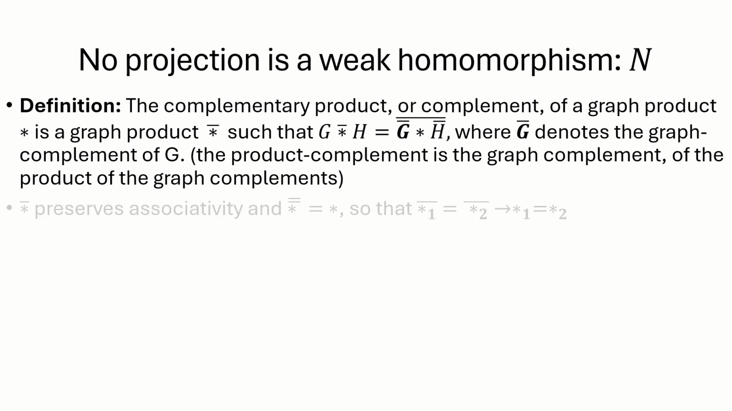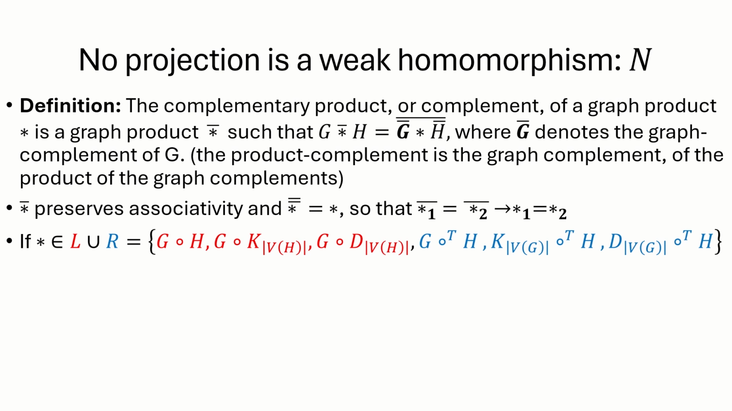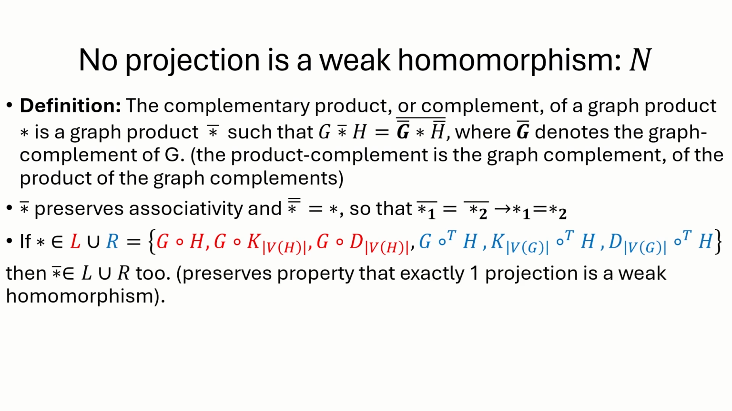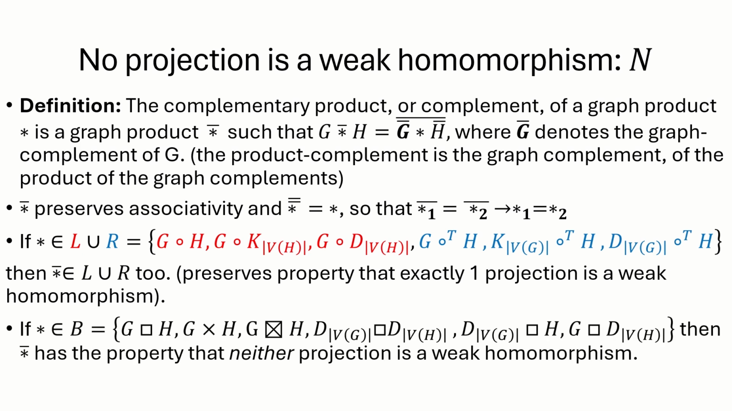One nice property of complementation is that the complement of an associative product is an associative product, and the complement of the complement is the same as the original product. Also, it turns out that the complement of any product where exactly one projection is a weak homomorphism is itself a product where exactly one projection is a weak homomorphism. Interestingly, the complement of a product where both projections are weak homomorphisms is a product where no projections are weak homomorphisms.